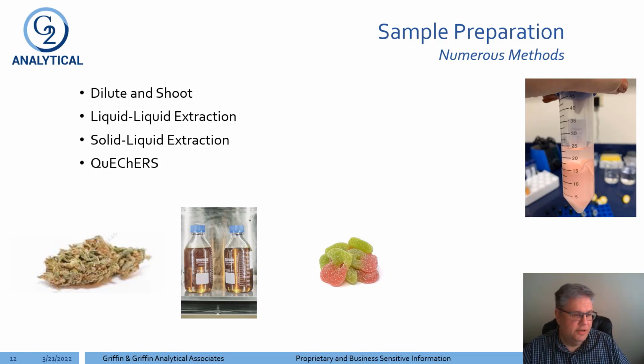And for something like flour, we do a solid liquid extraction with methanol and vortexing and more vortexing and filtration and centrifugation and filtration. And all the way over here to these gummies, we use a modified QuEChERS, and we'll talk about that in a little bit. And then in between, we might use something like a dilute and shoot method.